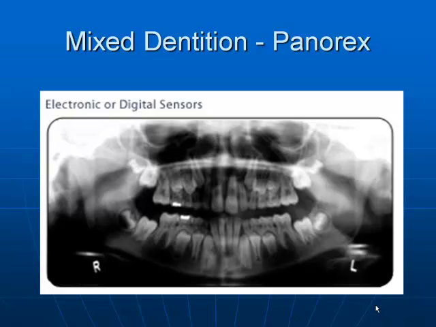This image indicates that a Panorex was taken on a child with a mixed dentition to determine the growth and the tooth development.